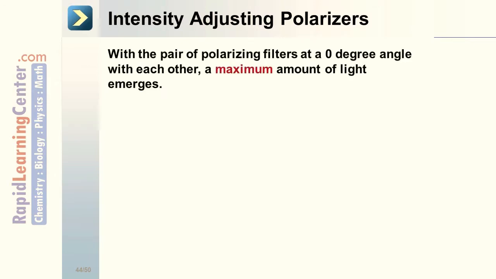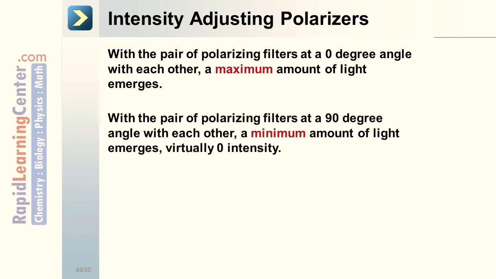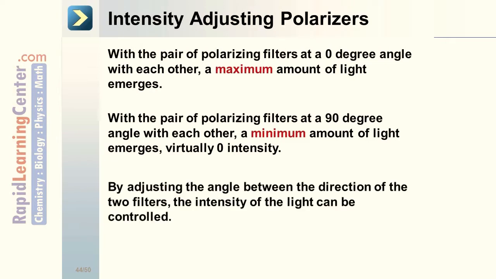Intensity adjusting polarizers. With the pair of polarizing filters at a 0-degree angle with each other, in other words, parallel to each other, a maximum amount of light emerges. On the contrary, with a pair of polarizing filters set at a 90-degree angle to each other, perpendicular, a minimum amount of light emerges, virtually none. So, by adjusting the angle between the direction of the two filters, between 0 and 90 degrees, the intensity of the light can be controlled.